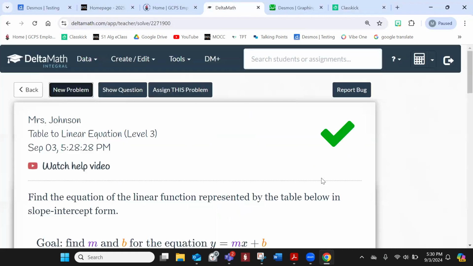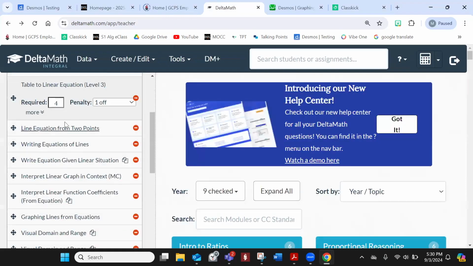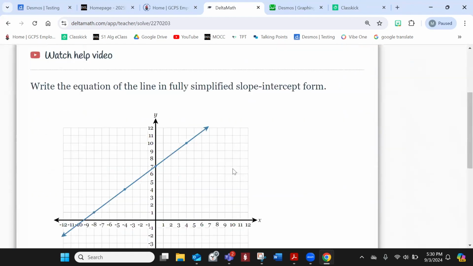Hit submit, and there we go. All right. Next thing, I'm skipping this. All right, let's go to writing the equations of lines. All right, so writing the equations of the lines.